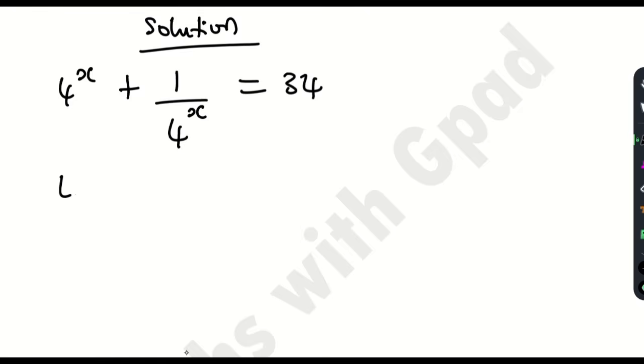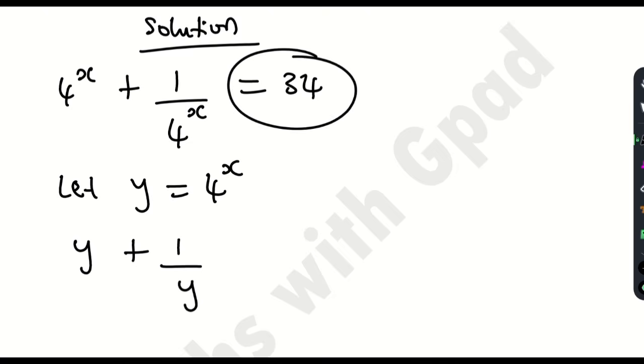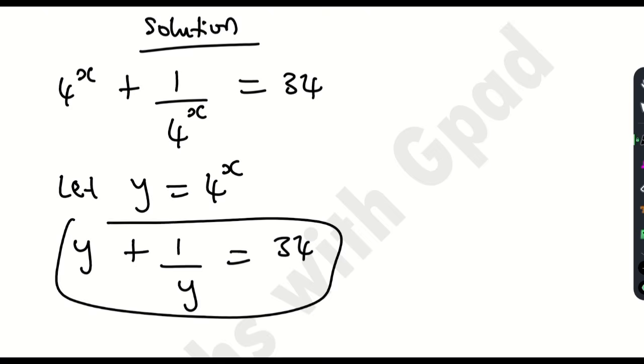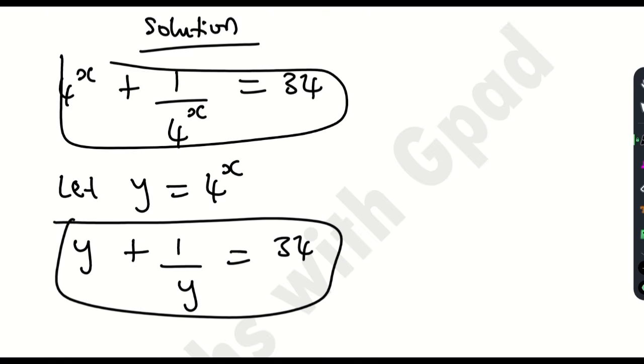Now, to make these equations more simplified, I'm going to substitute 4 raised to the power x. So I can say let y be equal to 4 raised to the power x. So right here, I'll plug in y and plus 1 over, no longer 4 raised to the power x, but what? Y. And this is equal to what? 34. Can you see how simplified this is now? If you compare it with this one, you see?